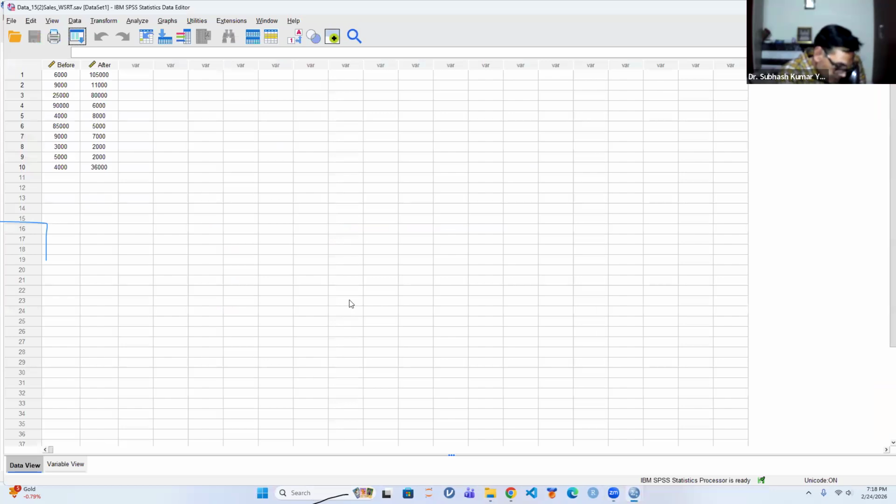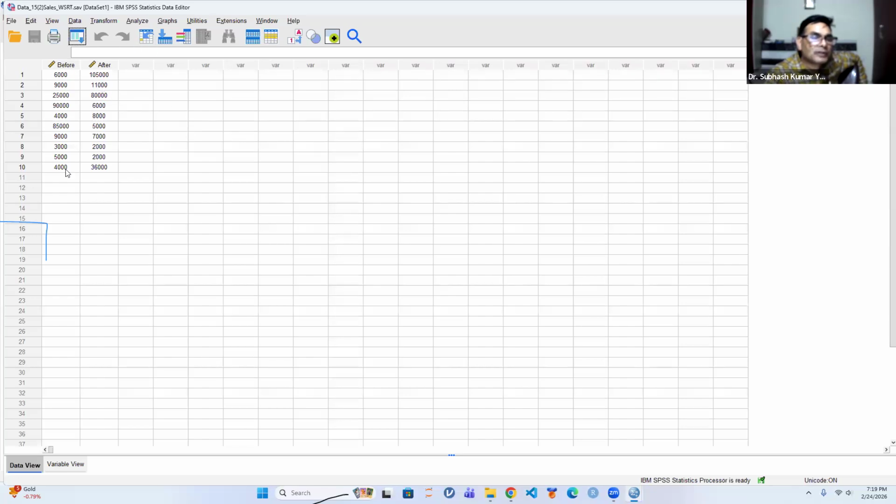we are looking at the advertisement, whether the advertisement is effective in increasing the sales or not. So we have the score of say 10 outlets before the advertisement, and the score of those 10 outlets after the advertisement. So here we wish to check whether the advertisement is effective in increasing the income of the stores or not. So let us go for that.